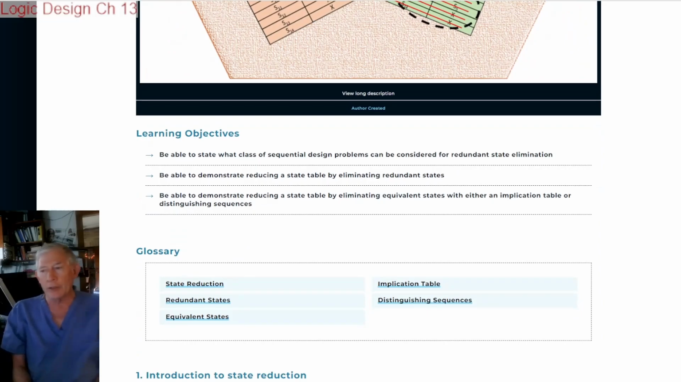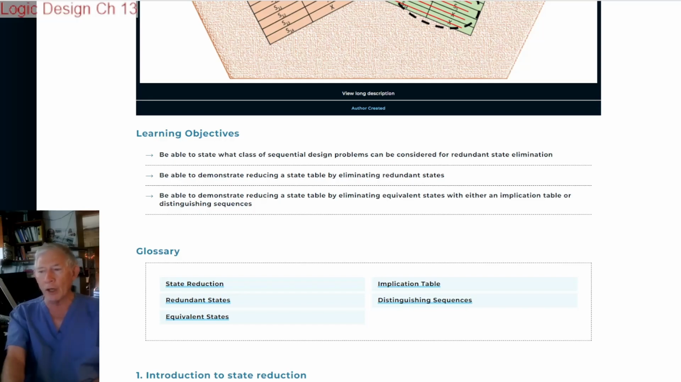So the learning objectives: I want you to be able to state what class of sequential design problems we can consider for redundant states. The answer is problems that have a fixed number of inputs and then reset to the beginning. Like they input four inputs and then they reset, or 8 inputs or 7 or 6 or 10 or whatever. That's a class of problems where we can look for redundant states.